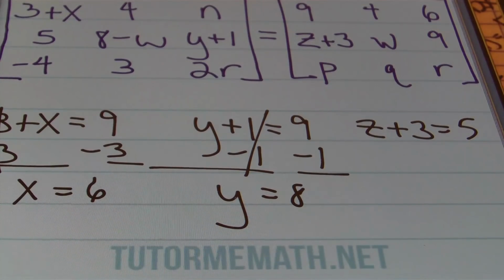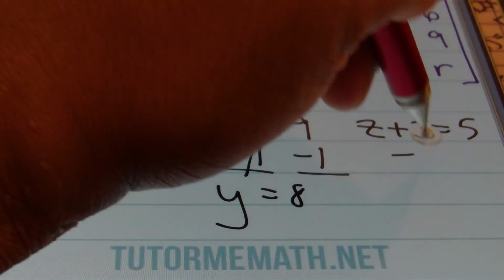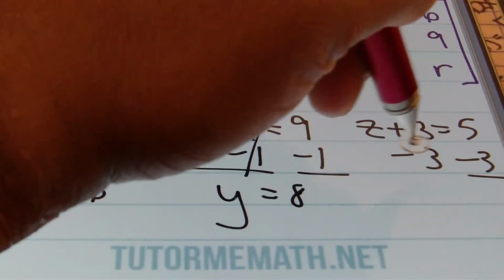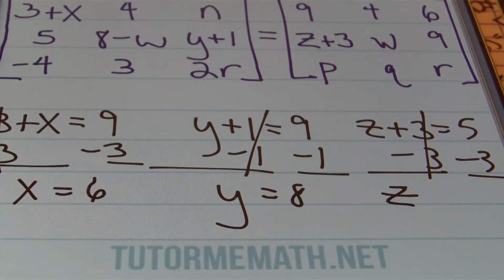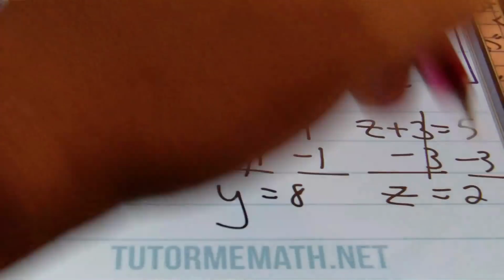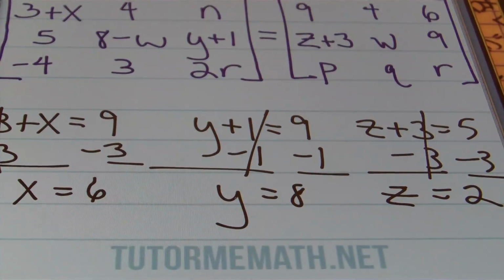So in order to solve for Z, I'll need to use the additive inverse of positive 3 here, which is negative 3. So in other words, I'll be subtracting 3 from both sides. My 3's will cancel out on the left side of the equal sign. I bring down my variable Z here. And 5 minus 3 is always 2. So Z equals 2.